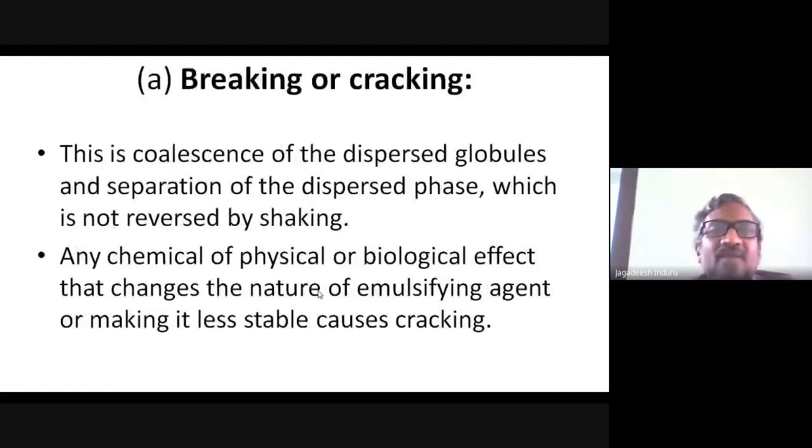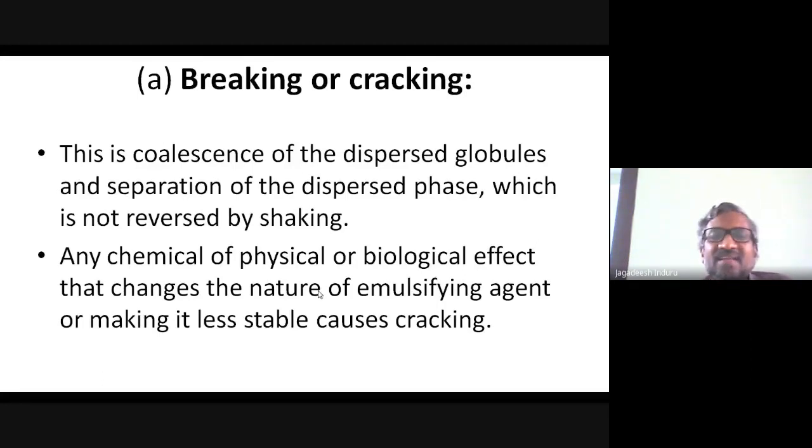But the first sign of instability is the breaking or cracking of emulsion. That is the worst case problem in the case of emulsion. We need to throw it away. There is no other option, and we cannot redisperse it again once this phenomenon has occurred. This is the coalescence of the dispersed globules and separation of the dispersed phase, which is not reversed by shaking. This is actually the worst phenomenon. And you may get the question, what factors affect this so that I can prevent it during my storage and manufacturing, so that I can avoid this worst case scenario?